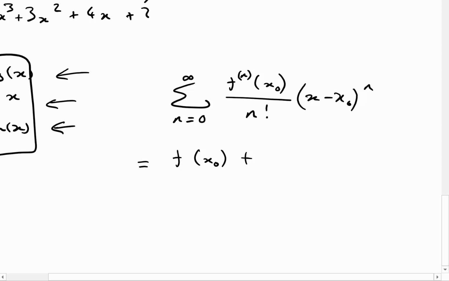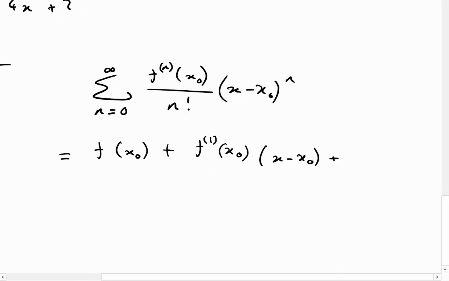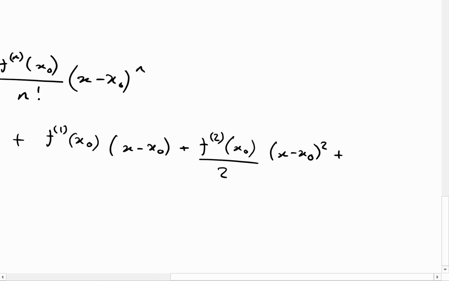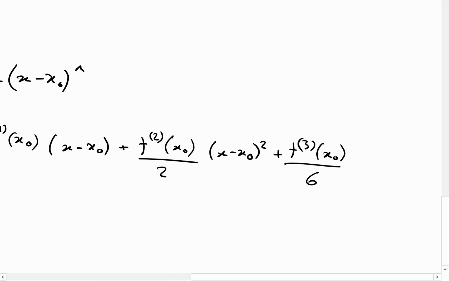Okay, then we expand the second term. So we add the first derivative, evaluated at x0 over 1 factorial, so that's just going to be 1, times x minus x0 to the power of 1, so that's just x minus x0. Let's keep going for a little bit, up to the third term. The second derivative, evaluated at x0 over 2 factorial, well, 2 factorial is 2, times x minus x0 squared. We can keep going for an infinite number of terms, but let's just expand up to the third one. So the third derivative at x0 over 3 factorial, which of course is just 6, times x minus x0 to the power of 3.